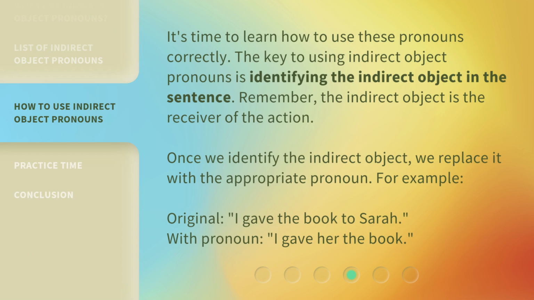It's time to learn how to use these pronouns correctly. The key to using indirect object pronouns is identifying the indirect object in the sentence. Remember, the indirect object is the receiver of the action. Once we identify the indirect object, we replace it with the appropriate pronoun. For example, original, I gave the book to Sarah. With pronoun, I gave her the book.